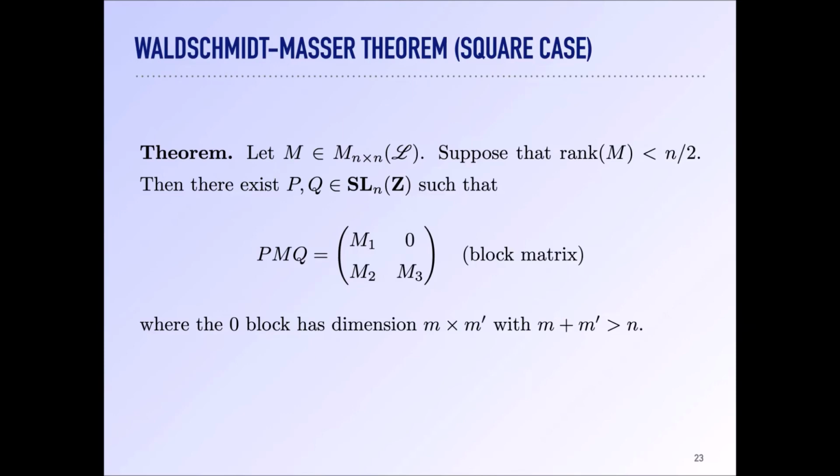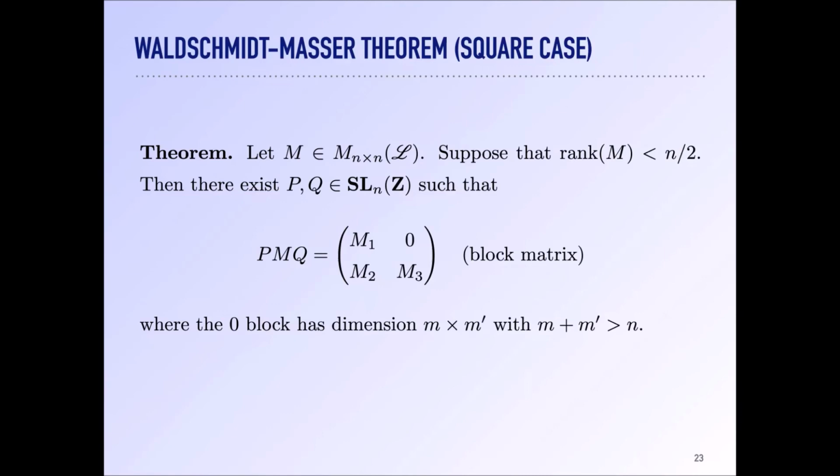Then there exists a change of basis on the right and the left, on the domain and codomain, a rational change of basis on the domain and codomain, so that when you put the matrix in that basis, you get a huge chunk of zeros.